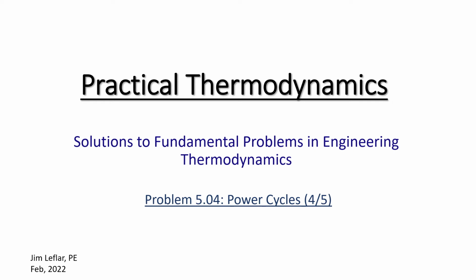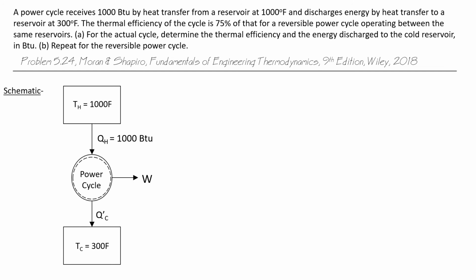Let's compare some of the operating variables of an actual power cycle to that of a reversible power cycle. A power cycle receives 1,000 BTUs by heat transfer from a reservoir at 1,000 degrees Fahrenheit, and it discharges energy by heat transfer to a reservoir at 300 degrees Fahrenheit. The thermal efficiency of the cycle is 75% of that for a reversible power cycle operating between the same reservoirs.